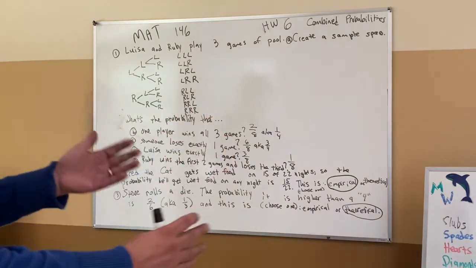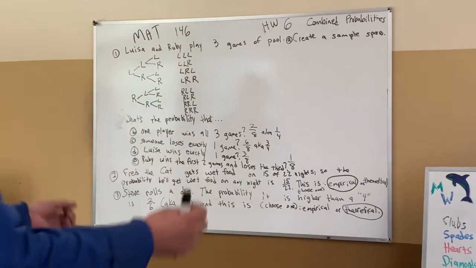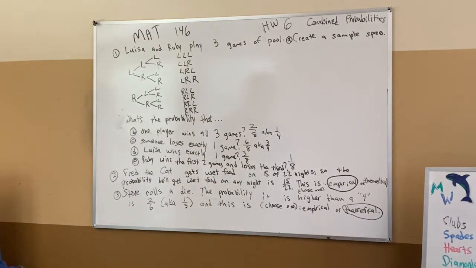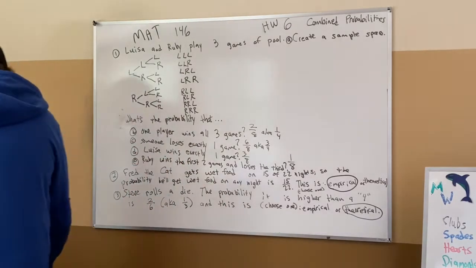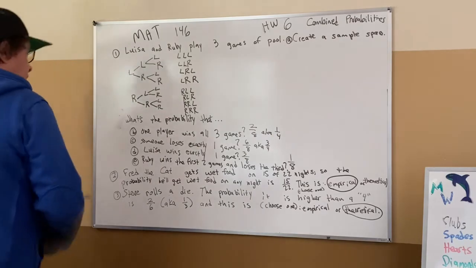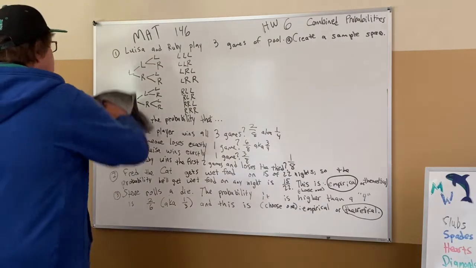So theoretical relies on the way things are for everyone, and empirical relies on statistics, right? Things you look at that have already happened with specific individuals. We'll go for some more questions on this mixed bag here in homework 6.